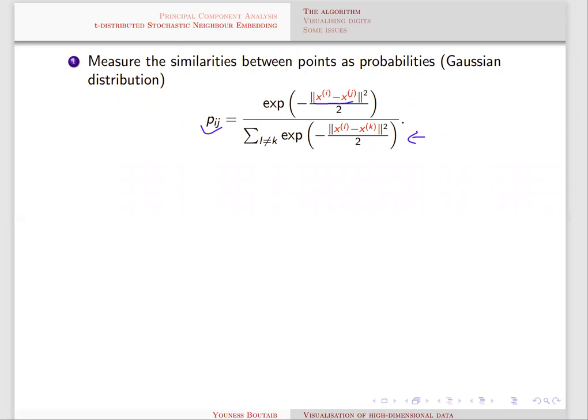And this is indeed a measure of the similarity between the points, because when xi and xj are close to each other, the numerator is almost equal to 1. But when they are far from each other, this probability will tend to 0.